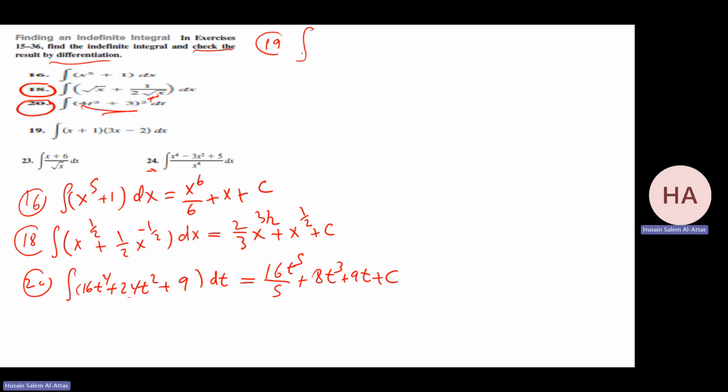Okay, 19. I'll do the product first. That will be 3x squared, 3x minus 2x, that is plus x minus 2 dx. Integrate, I have x cubed plus x squared over 2 minus 2x plus c.